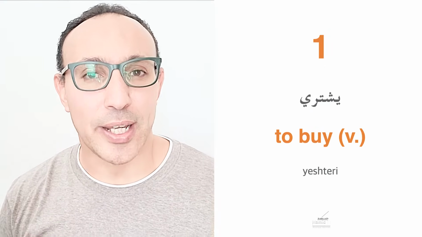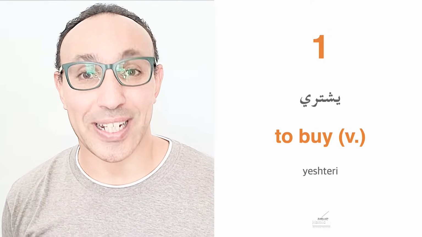The first one is the verb يشتري, to buy. أنا عايز أشتري. I want to buy. يشتري is to buy something.